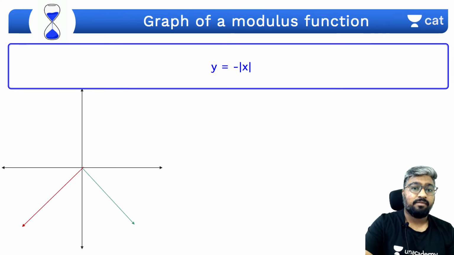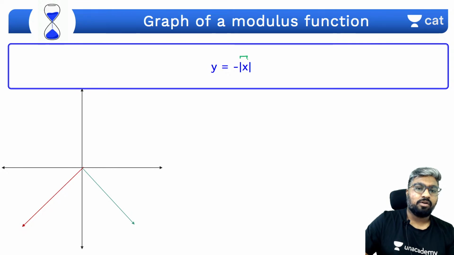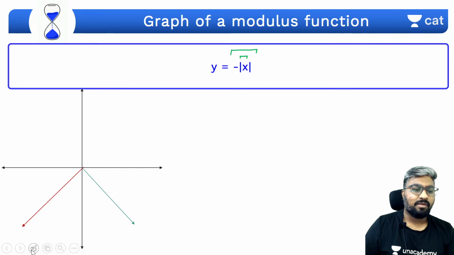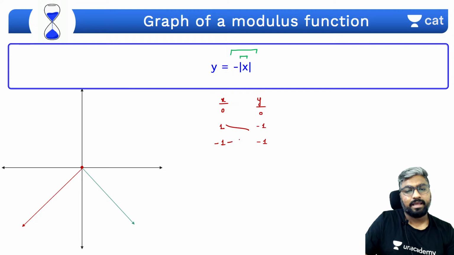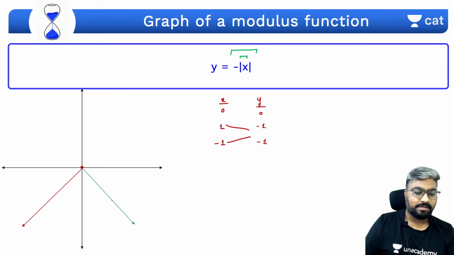In the same way, if we had minus modulus x, what would we get? Whether your x is positive or negative, it doesn't matter, y will always be negative. So the graph of y equal to minus modulus x looks like this. When x is 0, y is 0, which is at the origin. But when x is 1, y is supposed to be 1, but it becomes -1. When x is -1, y is still -1. Same values of y for different values of x.